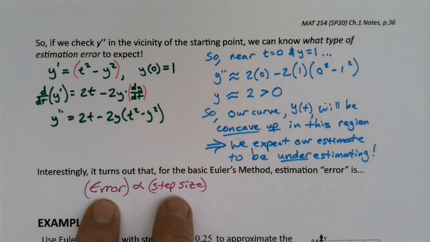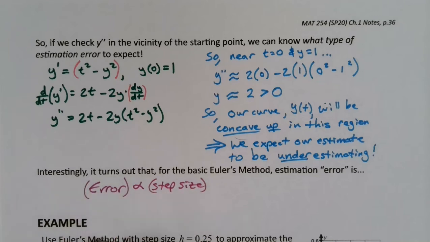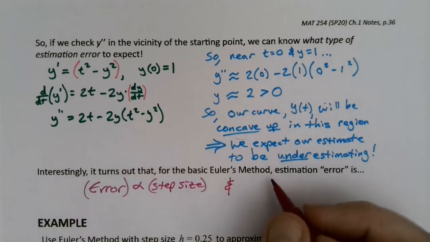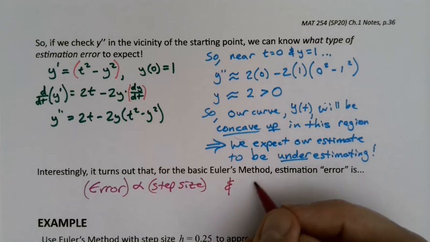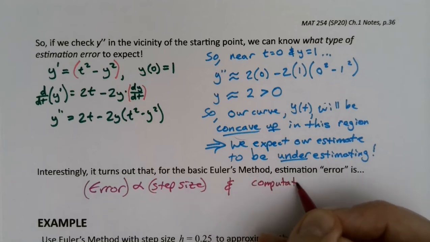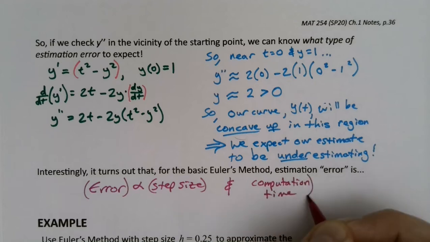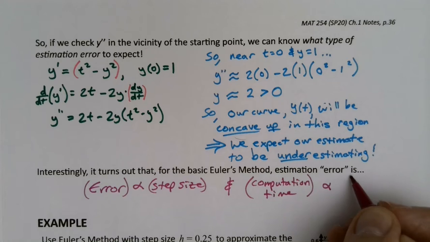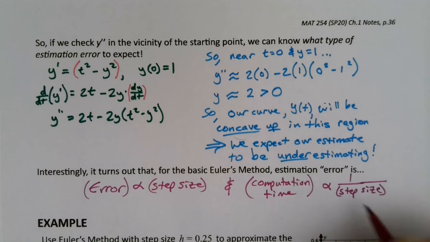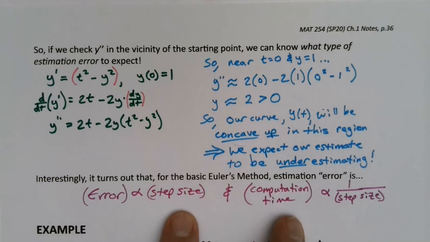But remember, as the step size gets bigger, what happens to the number of steps that we have to take? It goes through the roof. So the other relationship that we know is that computation time is proportional to 1 over step size. In other words, as step size gets smaller, computation gets bigger. Right? So those two things are just always true. Keep these in mind as you're using Euler's method on Maple to do your calculations.